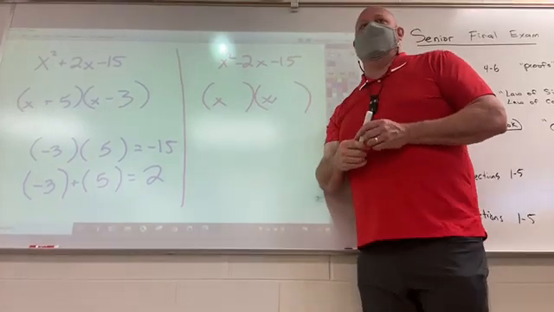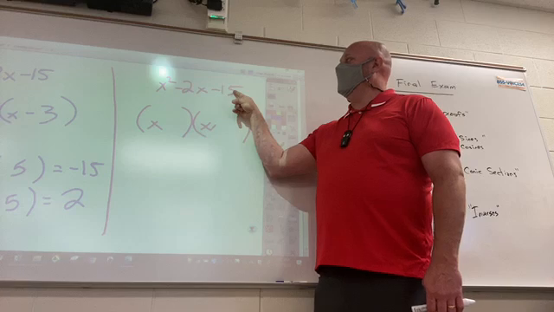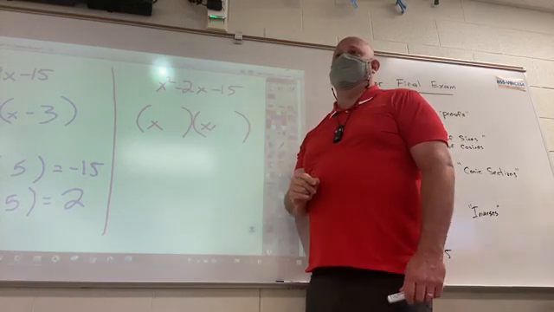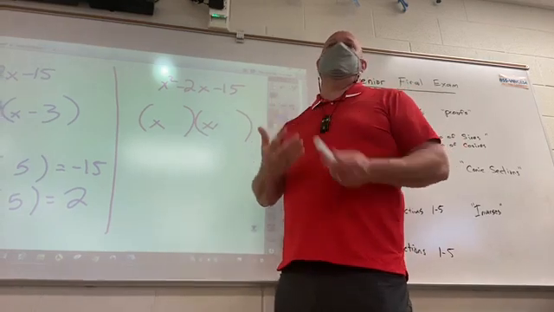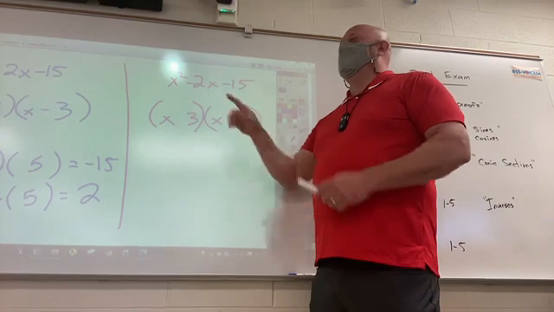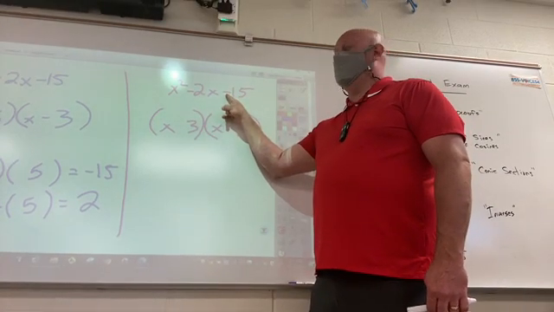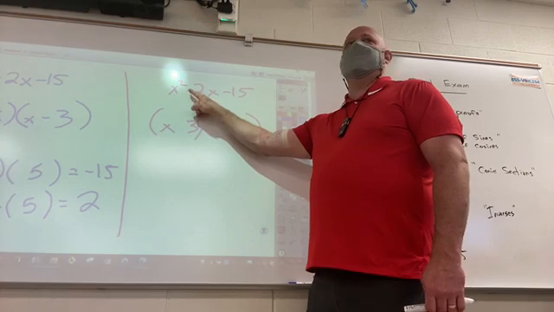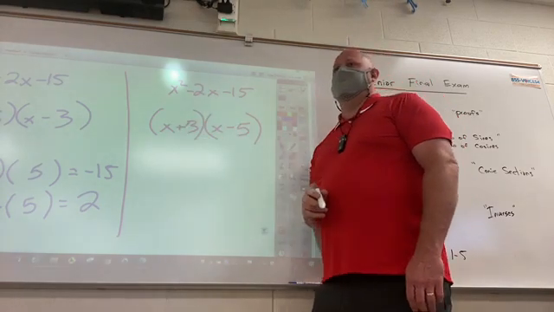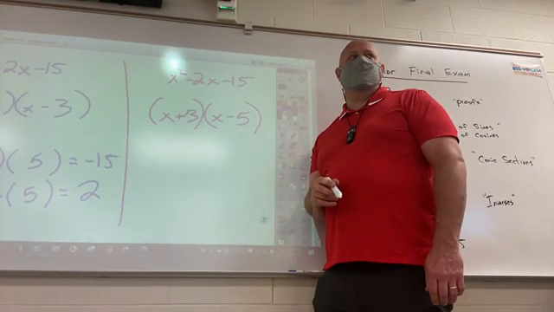Here's how I like to think of these. I'm looking for two numbers that multiply to 15 and subtract to 2. What are two numbers that multiply to 15 and subtract to 2? 3 and 5. This sign means my signs have to be different. This tells me the bigger one has to be the negative. Does that make sense?